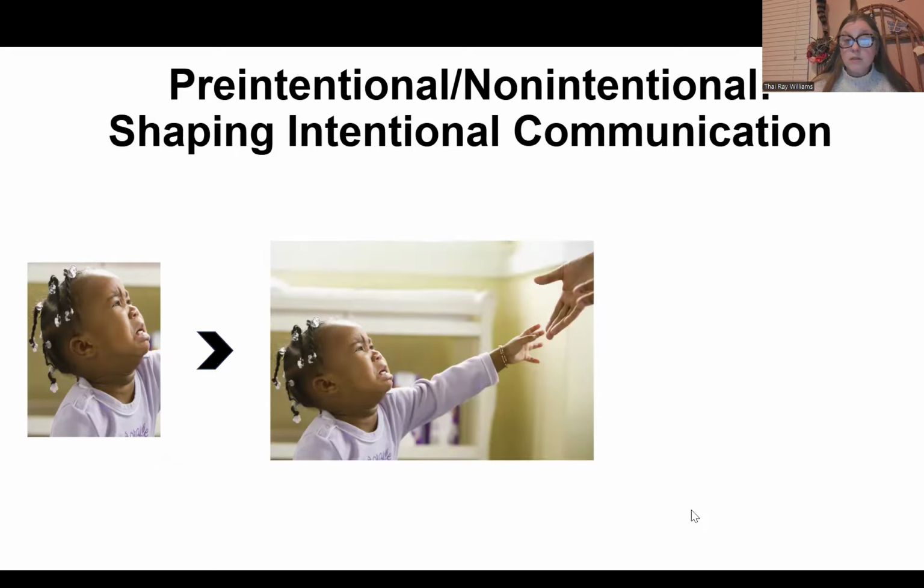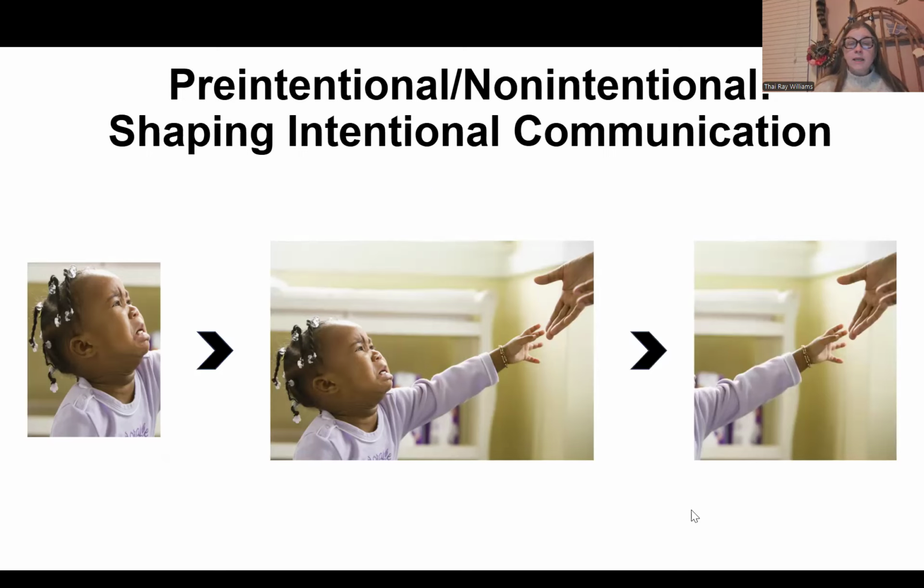As the toddler is crying, I'm going to reach out my hands. Oftentimes what a toddler will do is that when you reach out your hand, they will reach up their hand. So you can see I'm starting to shape that, and then I'm going to immediately pick that child up to reinforce that reaching. Then I'm going to continue to fade that until the child, instead of crying, just reaches up to let me know that they want to be picked up.